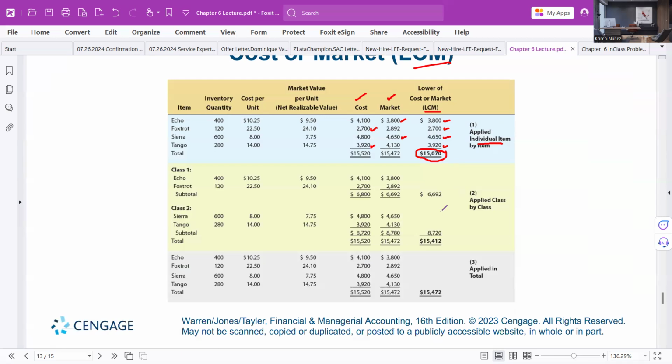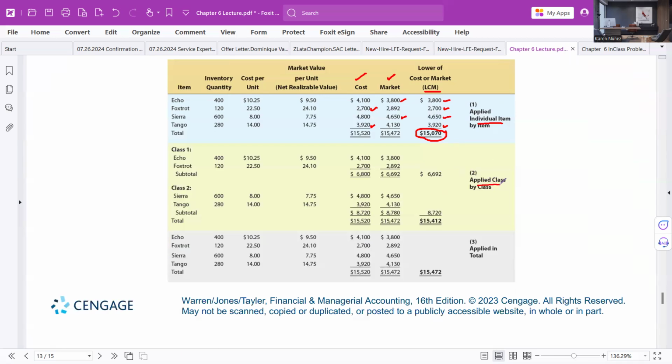Now, one of the alternatives is to apply by class. So assume we have 2 classes of inventory, class 1 and class 2. 2 products in class 1, 2 products in class 2. So now we look at the total cost for the class. So the total cost for these 2 products is 6,800. The total market for these two products in this class is 6,692. We go with the lower. The lower, excuse me, is the market value of the class 1 products.